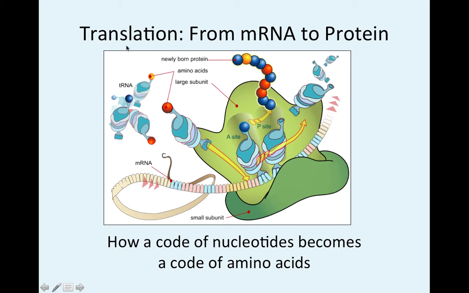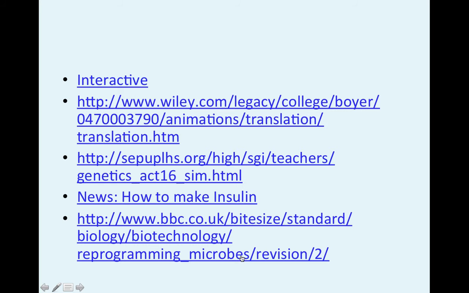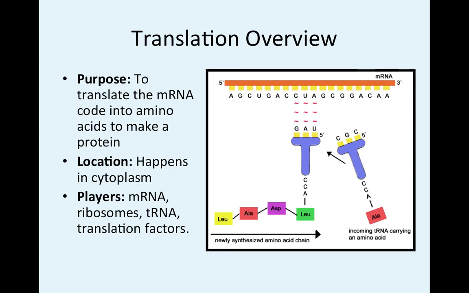So today we're going to be talking about translation from mRNA to protein. We already have an mRNA, and we're going to turn it into protein. The idea is how a code of nucleotides becomes a code of amino acids. So here are some good links. There are lots of really good links up there. If you're having trouble finding some, you can use mine. But really, just look in Google under translation. You really do want to watch videos of this. It really helps out.